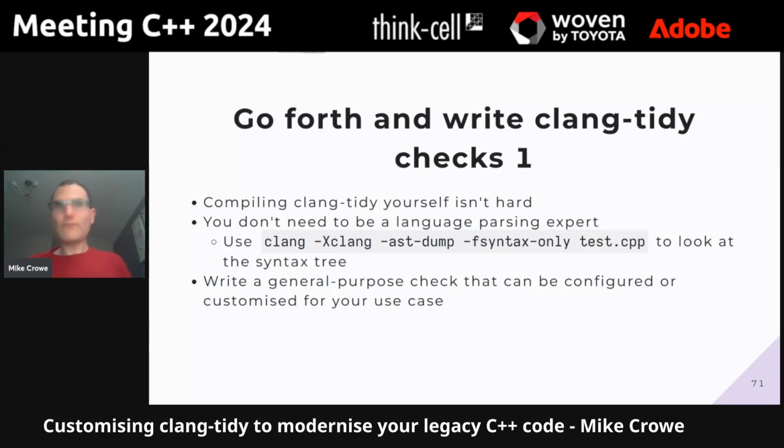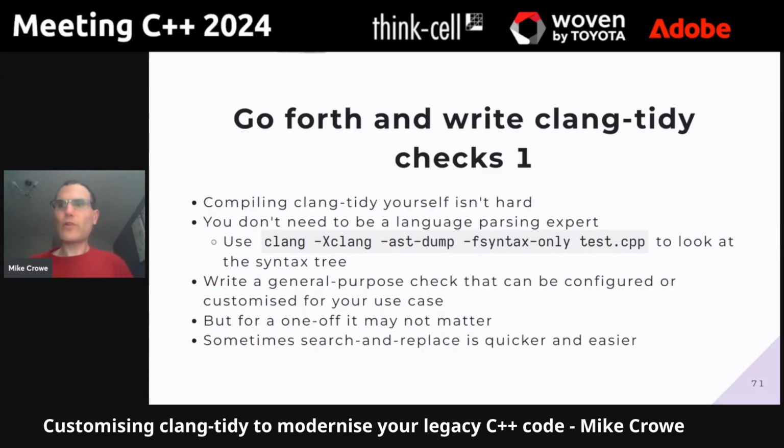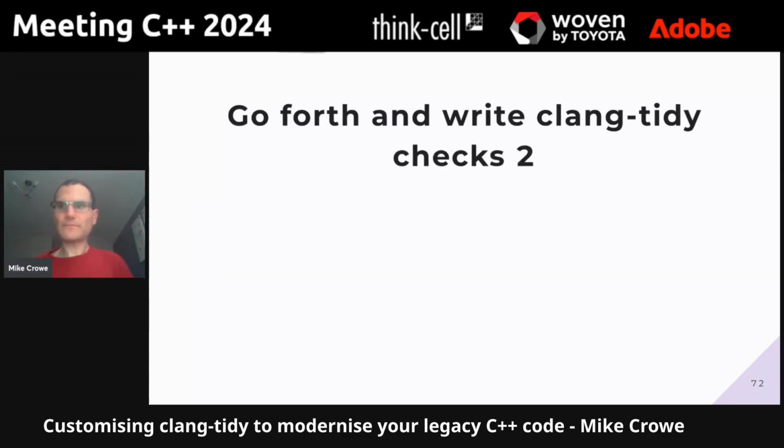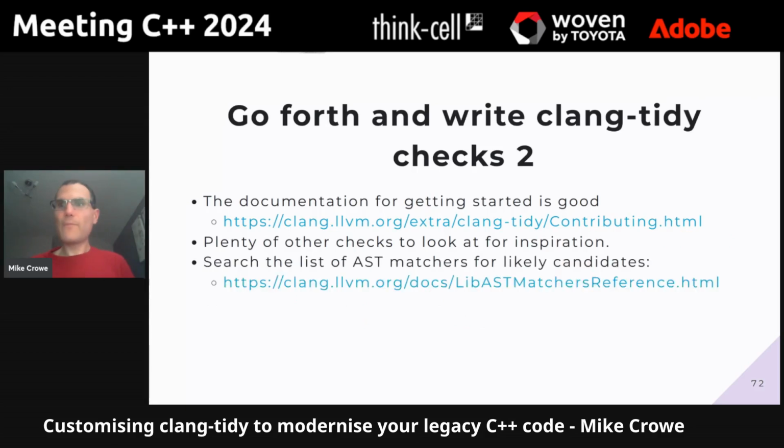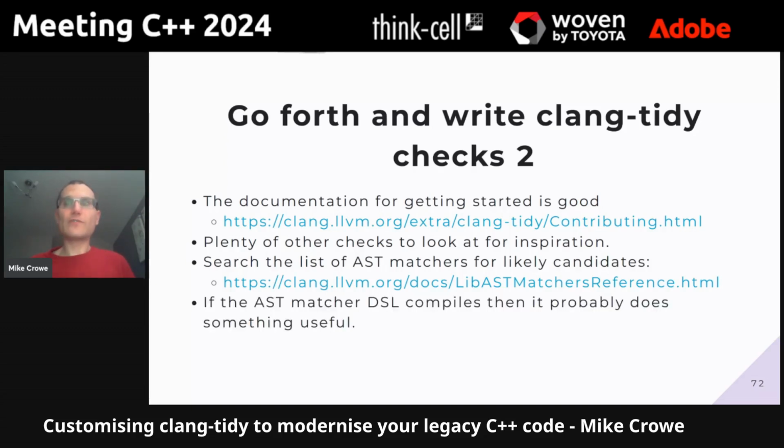You're probably only going to be fixing your code once, so it doesn't matter if your clang-tidy modifications are a bit hacky and don't make it upstream. But sometimes falling back to search and replace can be quicker and easier when that's all that's required. There are really good guides for getting started. You can look at other similar checks to find ways to do things. There's a list of AST matches that you can browse through looking for inspiration. And I often found that once I got the code to compile, it did do something close to what I wanted.